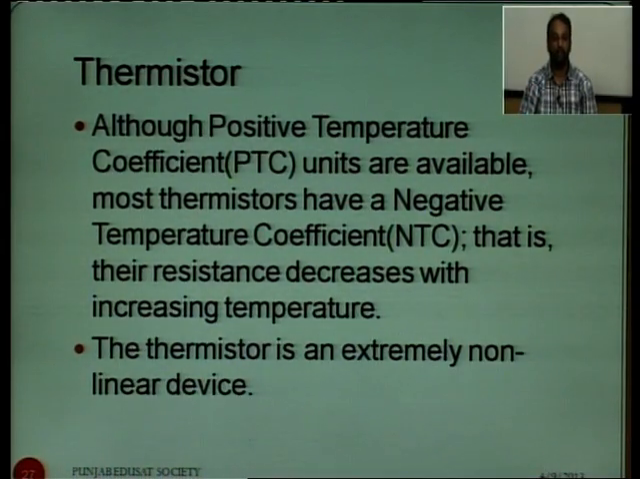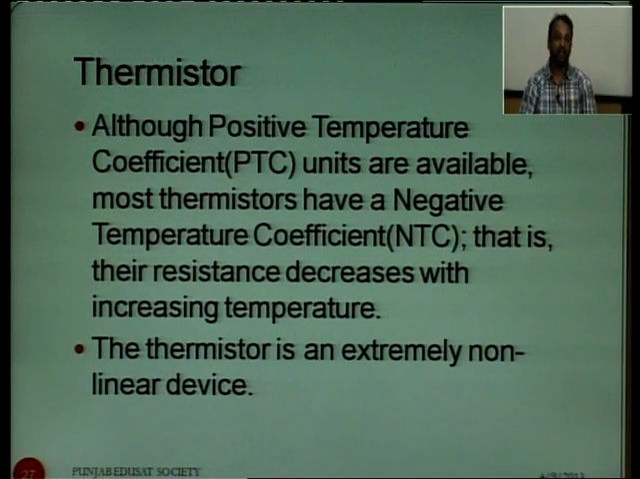There are two basic types of thermistors. One is PTC. PTC means positive temperature coefficient thermistors. Another one is NTC. NTC means negative temperature coefficient thermistors. In PTC, there is an increase in the value of resistance with increasing temperature, whereas in the case of NTC, negative temperature coefficient resistors, there is a decrease in the value of resistance with increasing temperature.